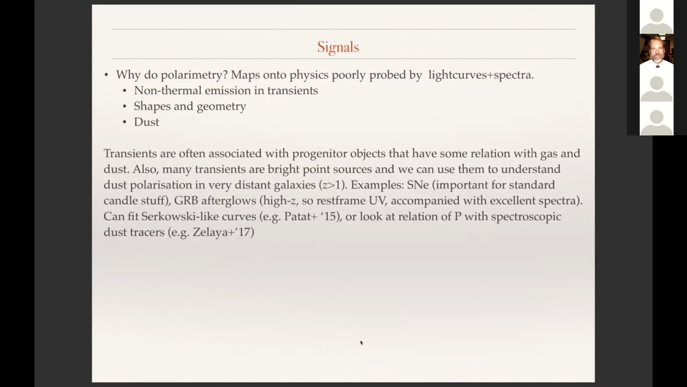Now, dust, there's been a whole session about that, of course. Dust, not just in our own Milky Way, where it is potentially a bit of a nuisance, but also in the host galaxy of transients, where it is quite interesting, really. The interest there, of course, is in understanding the dust properties better, so we might be able to do things better, like standardizing supernovae, but also to probe the near UV and far UV behavior of dust by looking at high redshift transients like gamma ray bursts.